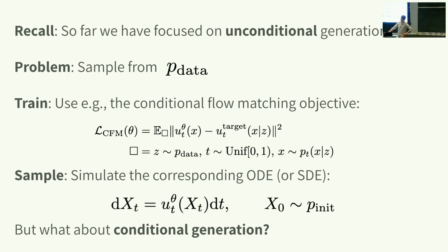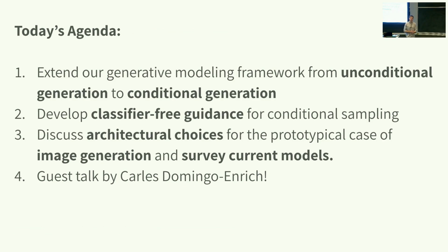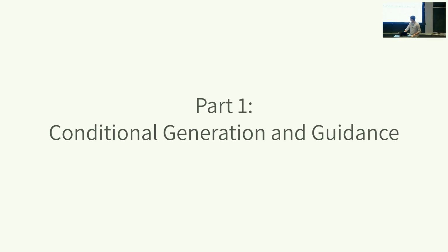Before we get into that, I think this is a good segue into our agenda for today. So broadly, we're going to be extending our work on unconditional generation to this conditional setting, going from generate an image to generate an image of a dog baking a cake, or something like that. We're going to develop a particular technique for sampling in this conditional setting, known as classifier-free guidance, which is widely used in practice. And then we are going to discuss architectural choices for this running example we have of image generation. And we're going to survey some current models, namely Stable Diffusion 3, which is a flow matching model. And then at the end, we are lucky enough to have a guest talk by Carls, who will talk about alignment in diffusion models. So without further ado, let's get into conditional generation and guidance as well.